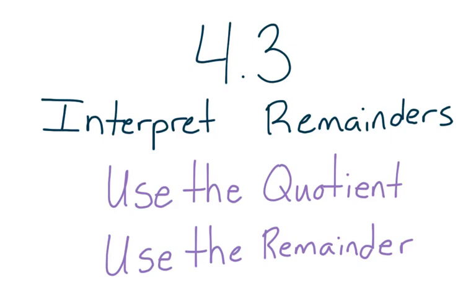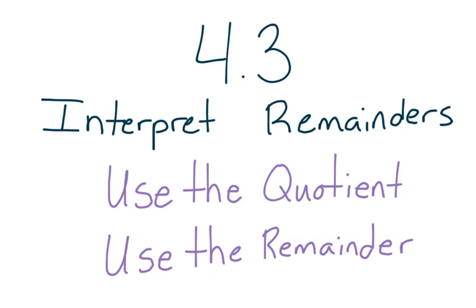In our last lesson, we focused on dividing and finding remainders. We have a remainder when our divisor does not go into our dividend evenly. Today, we're going to focus on some word problems and understanding what we do with those remainders. Sometimes all we're going to use in our problem is the quotient. Other times, we're going to use the remainder.